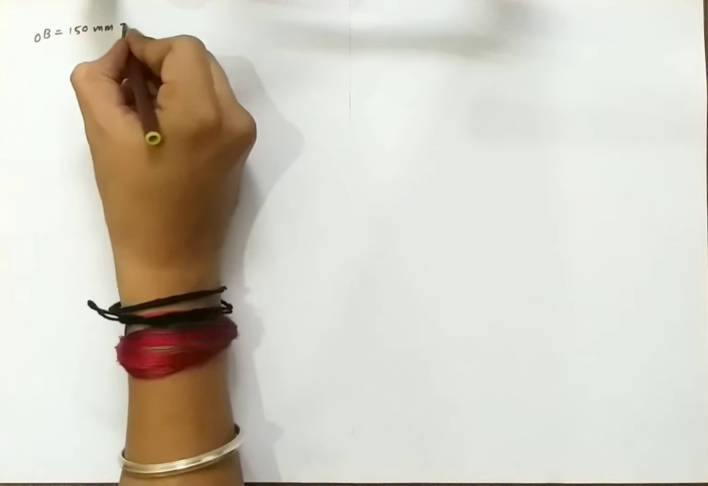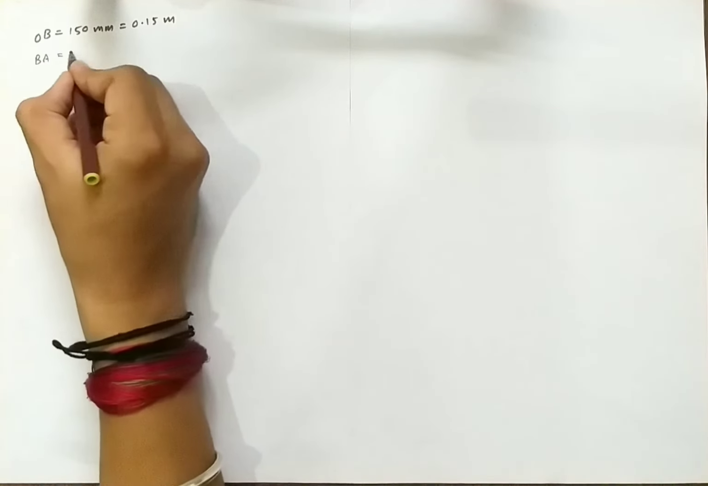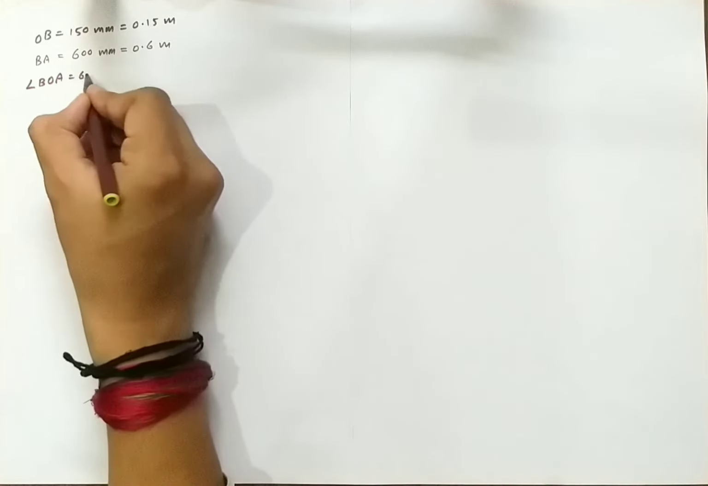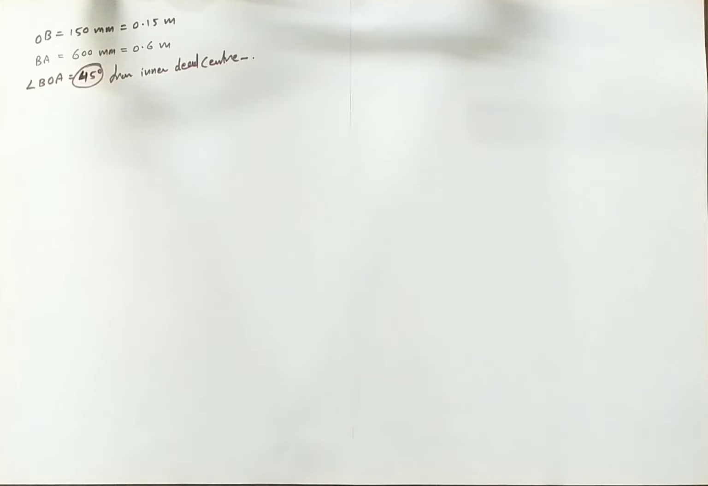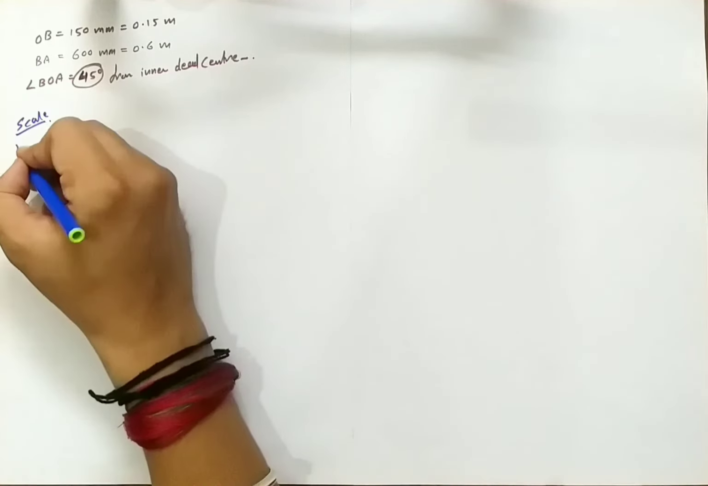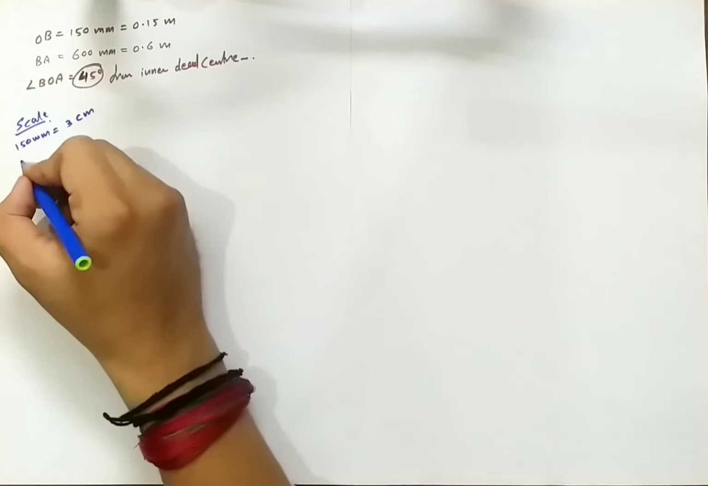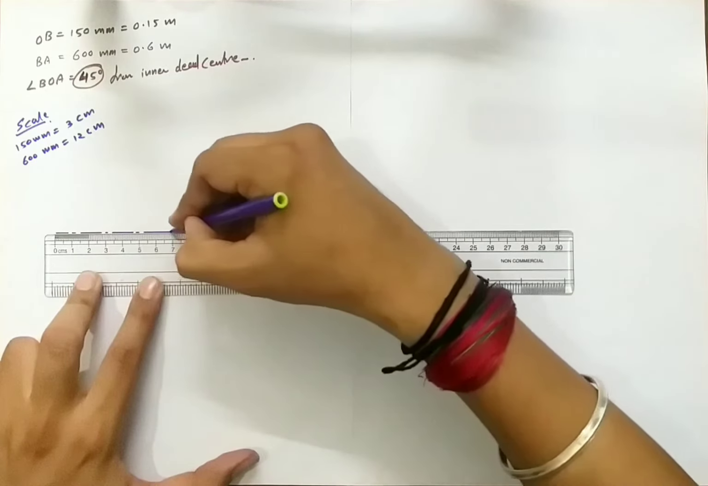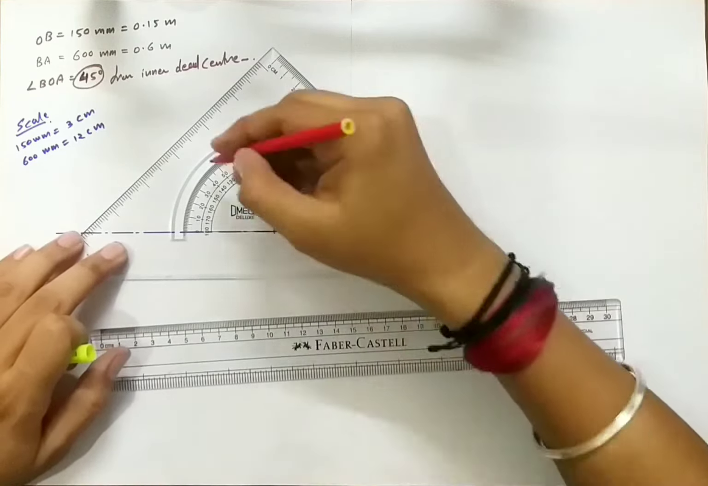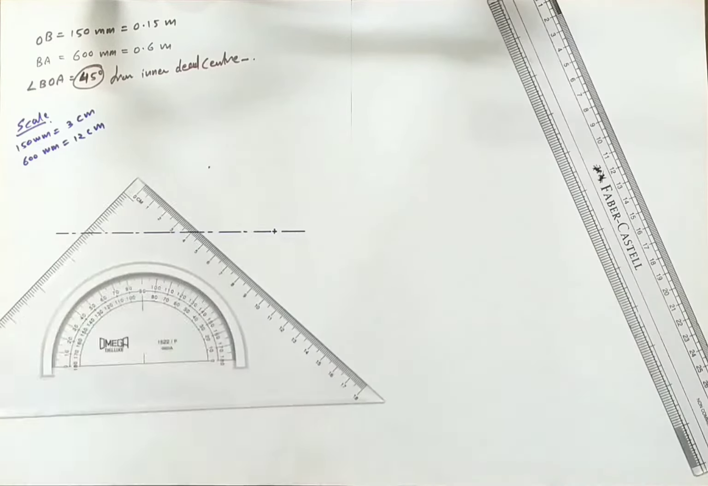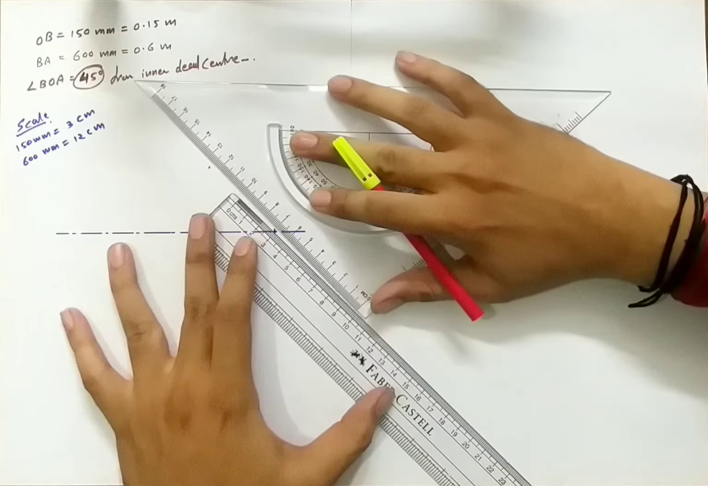So now the BO is given as 150 mm, AB is given as 600 mm, and angle AOB is equal to 45 degree from inner dead center. Before the space diagram, we have to take a scale, and that is 150 mm is equal to 3 centimeter. According to this scale, we will make this space diagram. In this you can see this angle is 45 degree. So we will mark, and as per scale we will take this as 3 centimeter.